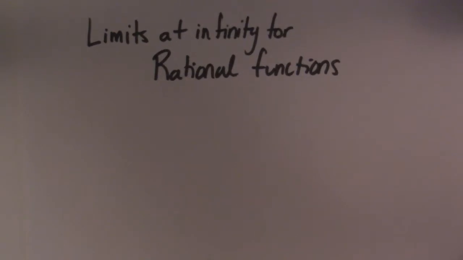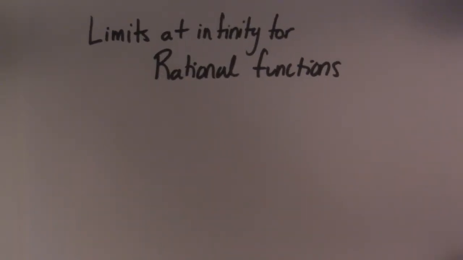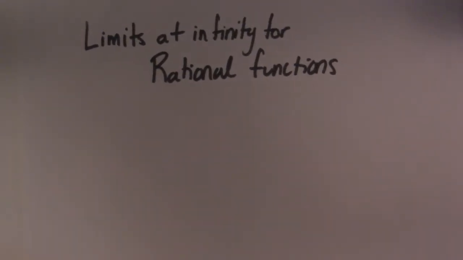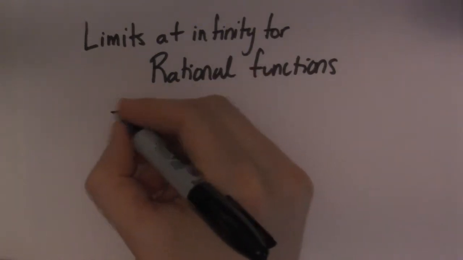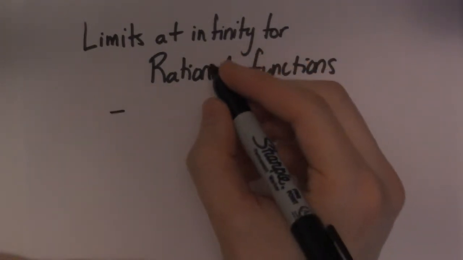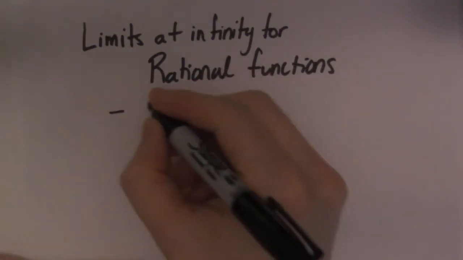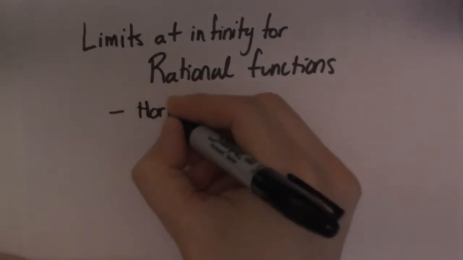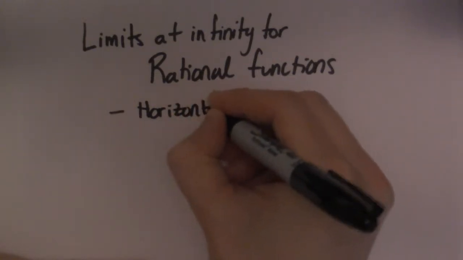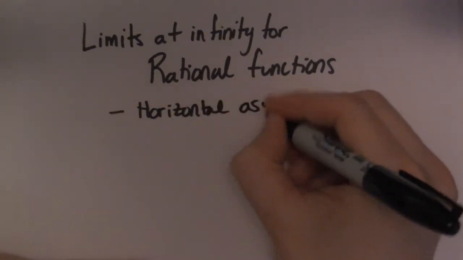This video I'm just going to talk really quickly about limits at infinity for rational functions. So first thing you should know is that a limit at infinity basically means what happens to y when x gets really big. So it's a fancy way of finding our horizontal asymptotes.